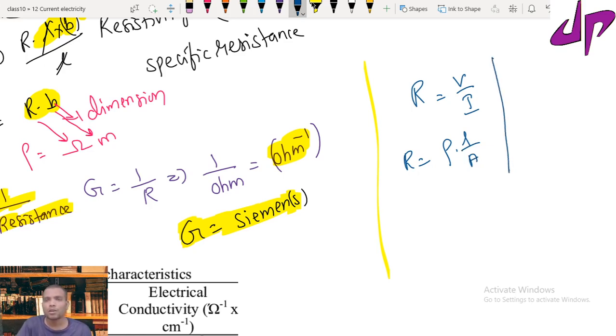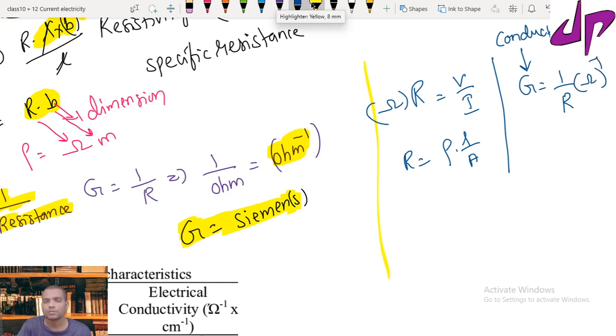Similarly, the reciprocal of resistance is known as conductance. This G we are representing as conductance. And resistance units are ohms and conductance units are ohm inverse. Likewise, here we define resistivity. Resistivity is nothing but rho.